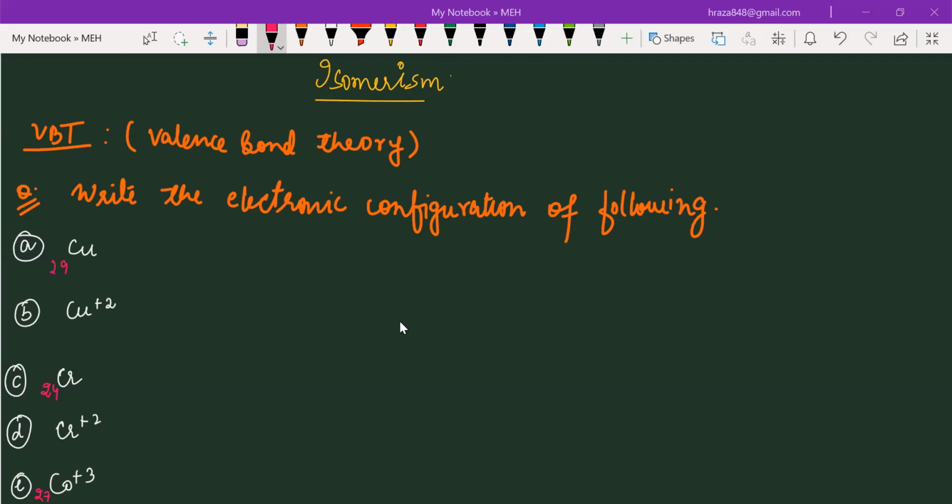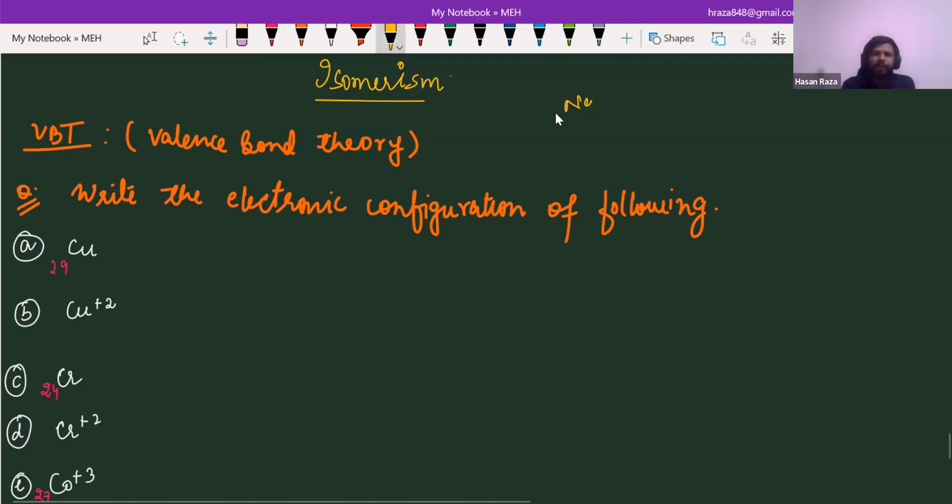Sir, can you explain how to do? So you don't know how to do electronic configuration. See, if you have sodium and you need to do the electronic configuration, this is 1s2 2s2 2p6 3s1. Should I need to explain from the basic how to do electronic configuration?